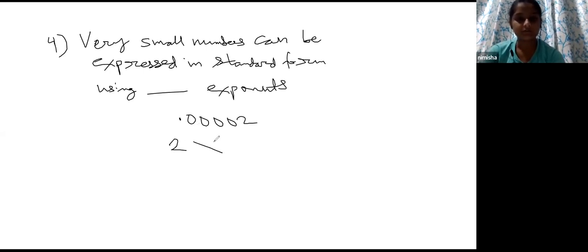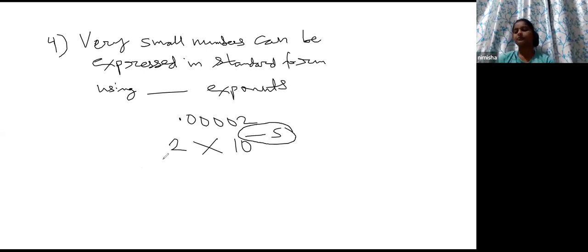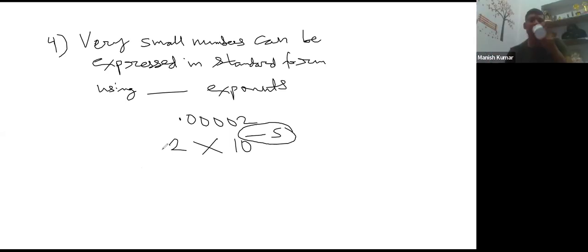2 × 10⁻⁵, 1, 2, 3, 4, 5. Okay. So here, what exponent are we using? We are using a negative exponent. Understood? Yes. Okay. So take a screenshot.